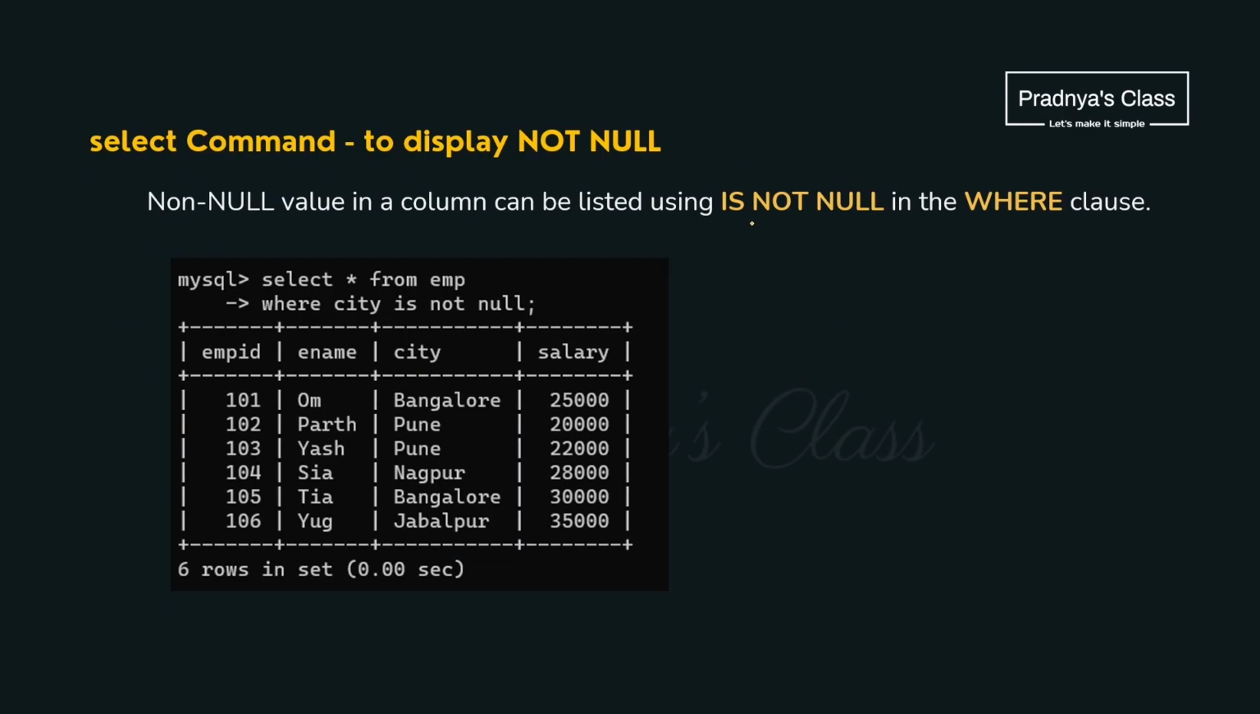You have IS NULL, and in the same way you have IS NOT NULL. Look at the data of this table. We got those records which are not having city as null values.